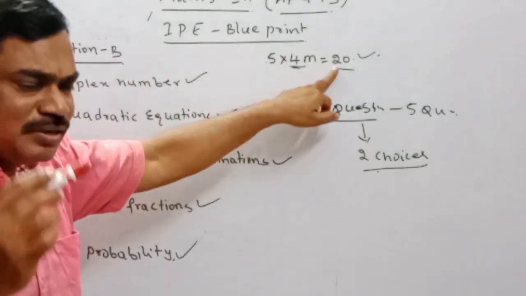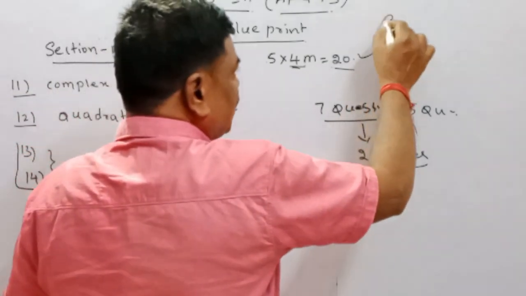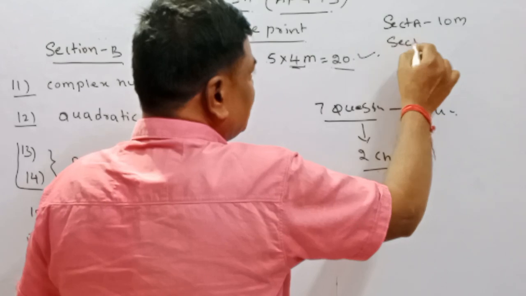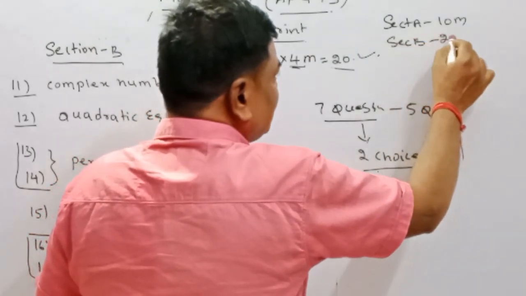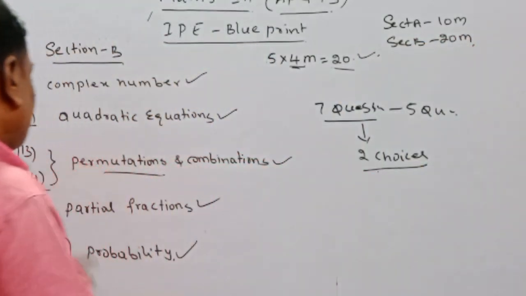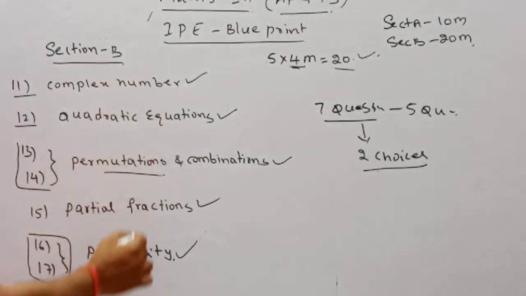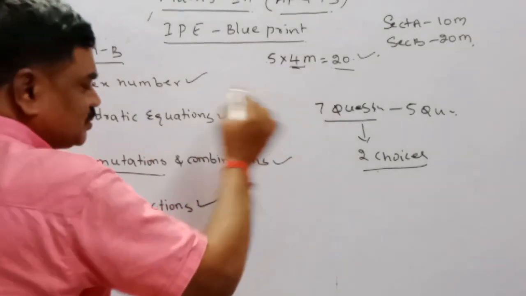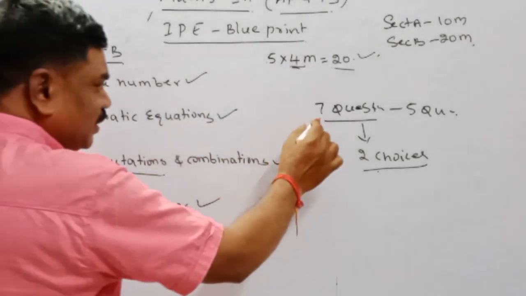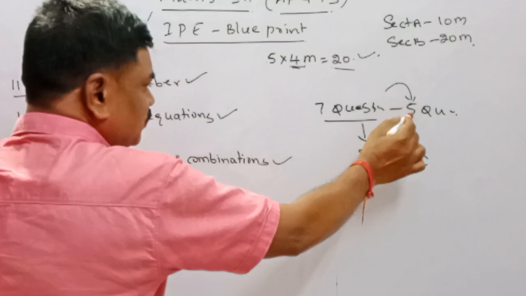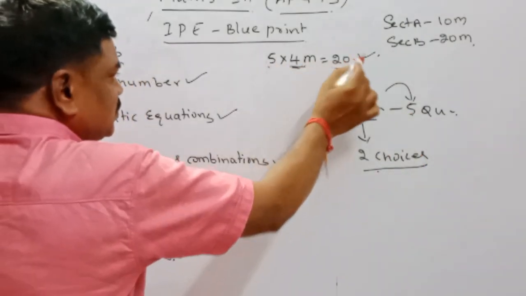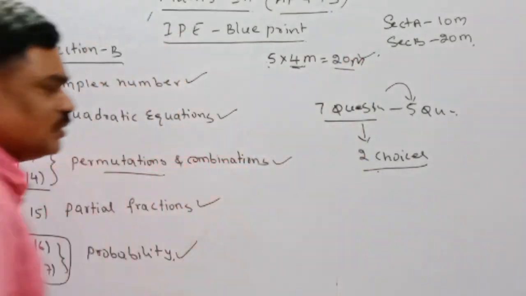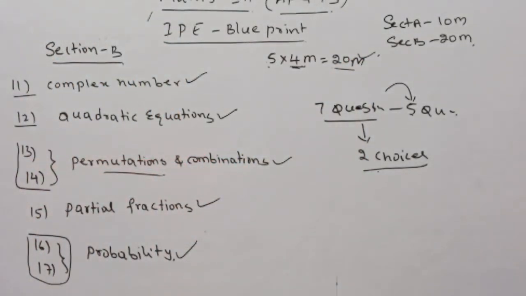Section A carries 20 marks. Section B carries 20 marks. Each question is 4 marks. There are 7 questions in Section B, and you can attempt 5. 5 into 4 is equal to 20 marks. This is Section B.